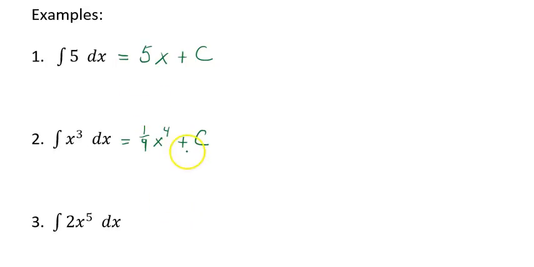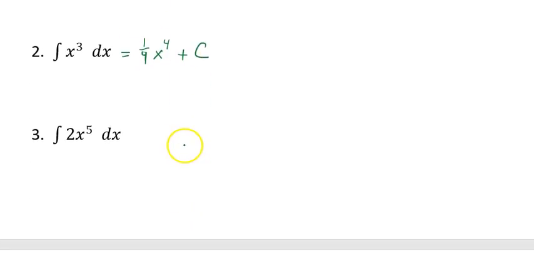Okay, so now let's look at number 3. Try to think about number 3 and see if you can get the front number and the power right. So pause and do that. Okay, and hopefully you realized it would have been 1/3 x to the 6th, because if you multiply 6 times 1/3, you get 2, and if you subtract 1 from the power, you get the 5.